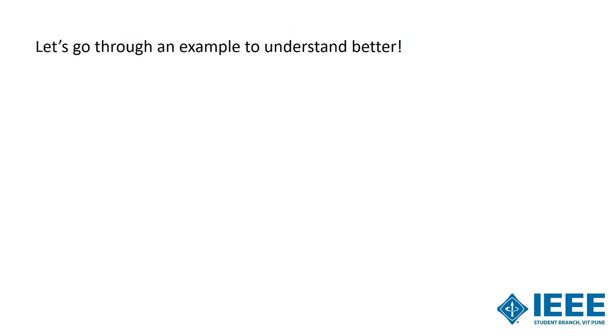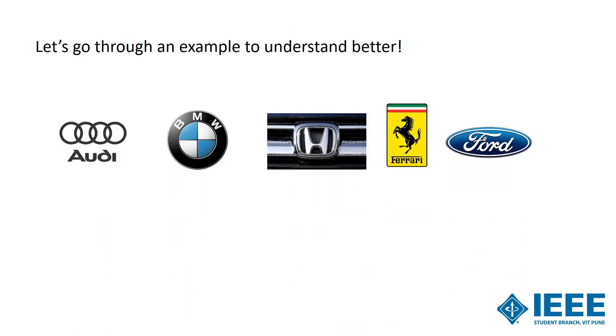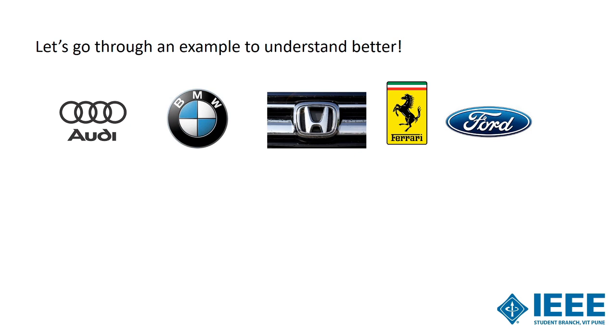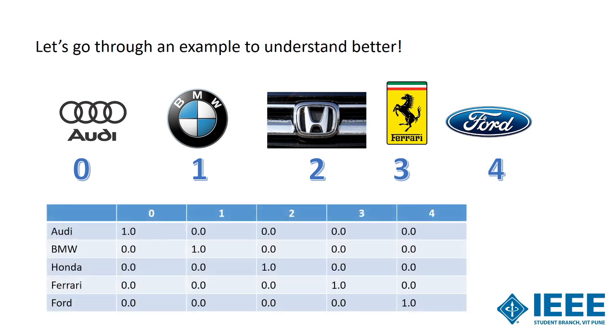Now let us go through an example to understand it even better. Here we have 5 car companies: Audi, BMW, Honda, Ferrari and Ford. If we label encode this data, then we get 0, 1, 2, 3 and 4 as the numerical values associated with each variable. But if we use One Hot Encoding here, we get this table. That is, with Audi we have 1, 0, 0, 0, 0 as the binarized value. For BMW we have 0, 1, 0, 0, 0 and so on.